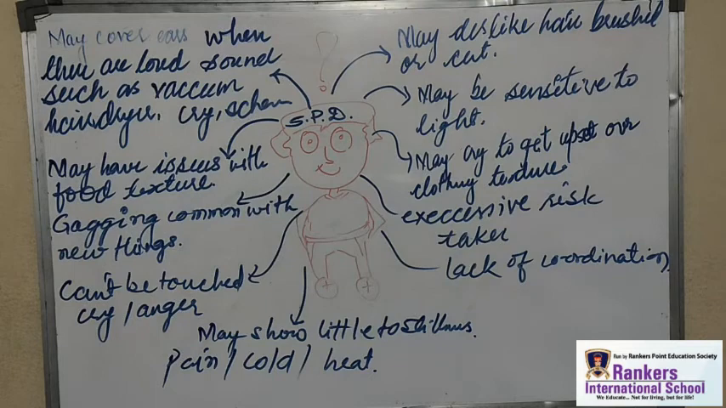Sometimes they start crying. Sometimes they show aggression. Sometimes they may show instrumental aggression. Sometimes they may show assertive behavior, right? Because they are somehow mentally disturbed, because the functioning of the body is no longer normal, right?